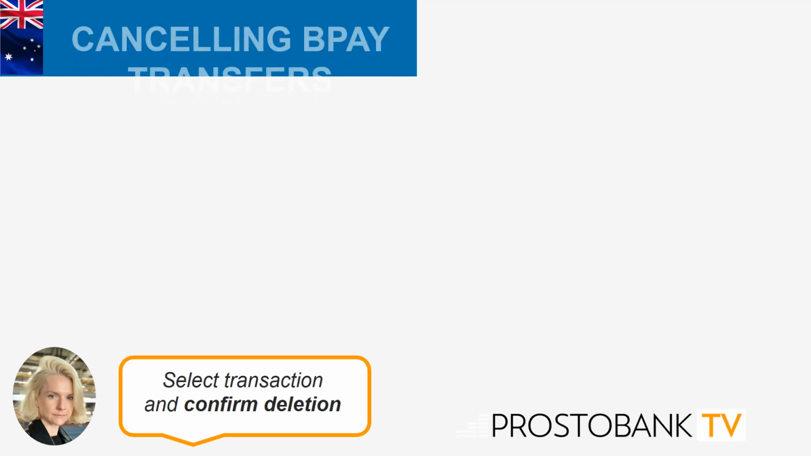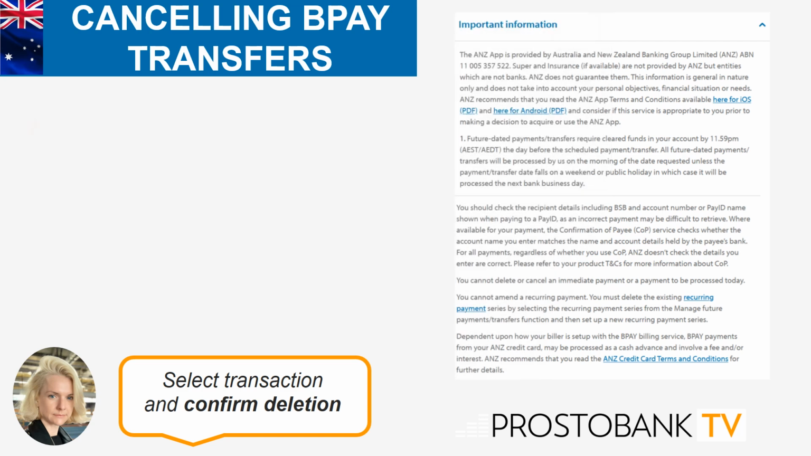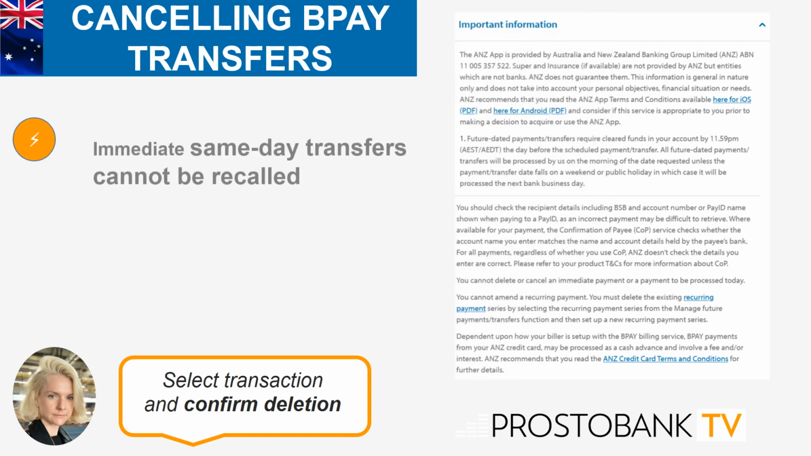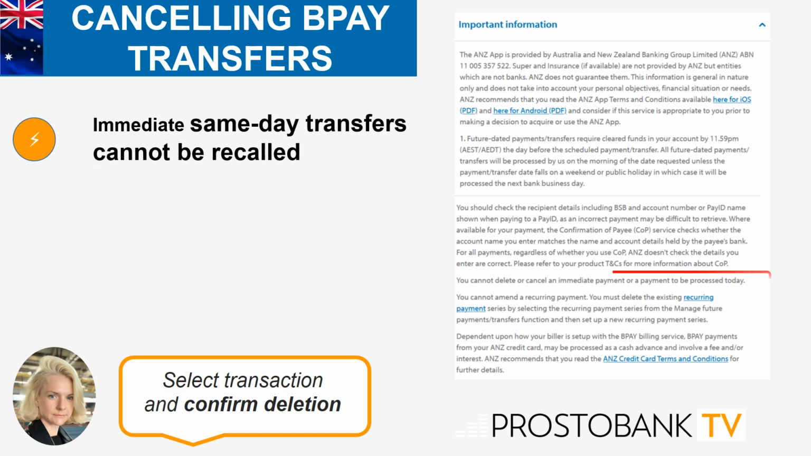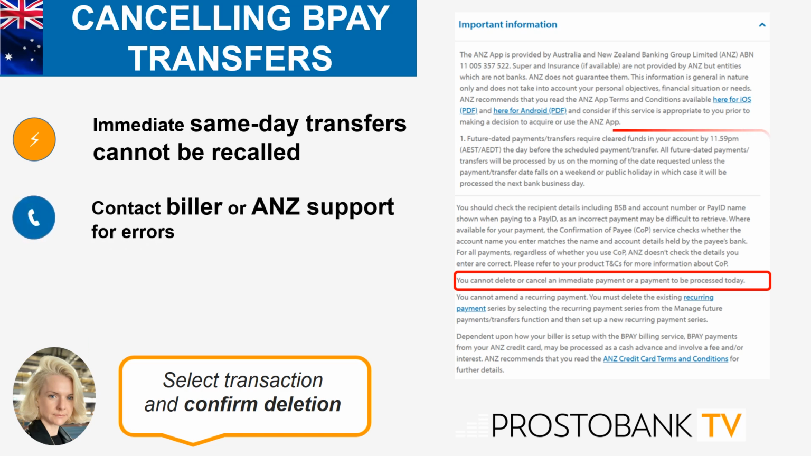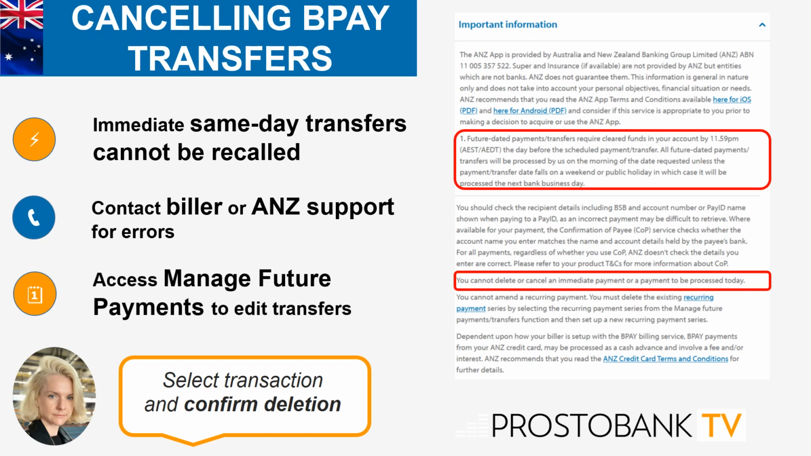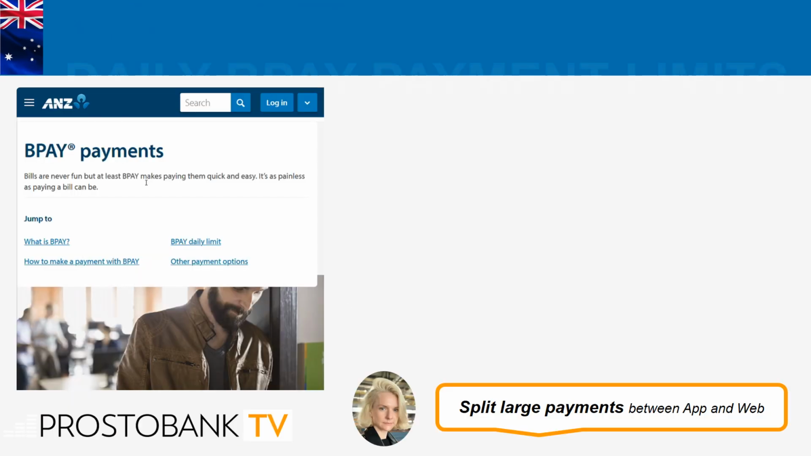When it comes to canceling a payment, timing is everything. If a payment was submitted for today, it cannot be recalled online, and you must contact the biller or bank support directly. However, we recommend managing future-dated or recurring transfers via the Manage Future Payments menu. A vital hack here is to submit your cancellation request before 11:59 p.m. Melbourne time on the day before the scheduled transfer. Otherwise, the system will lock and process it.